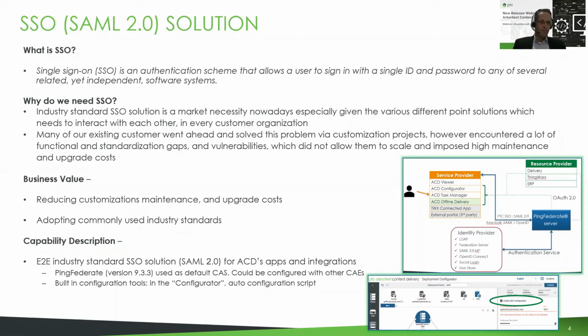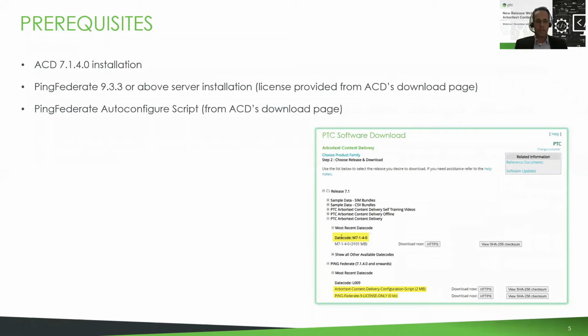In terms of the prerequisites for setting up this solution, you need to have Arbortext Content Delivery 7140 installed. We are only supporting single sign-on from that version and on. You will also have to have the central authorization server, and our selection of choice here will be PingFederate version 9.3.3 or above. We also provide a license to that version inside our PTC download page.